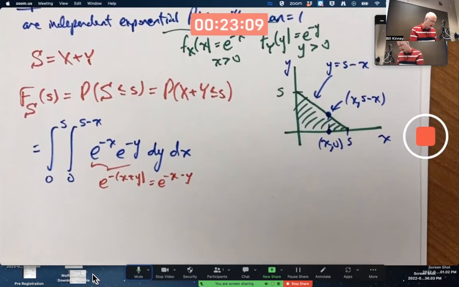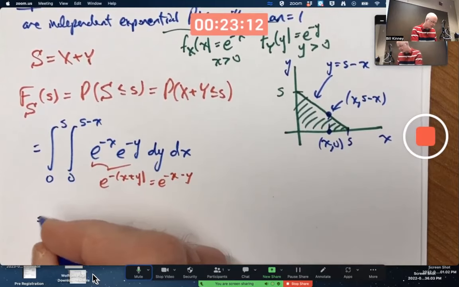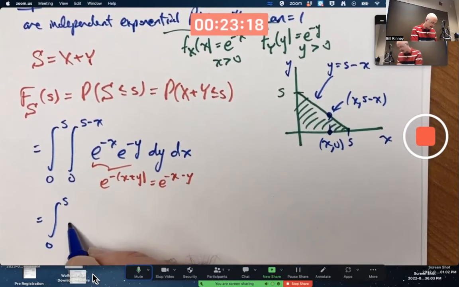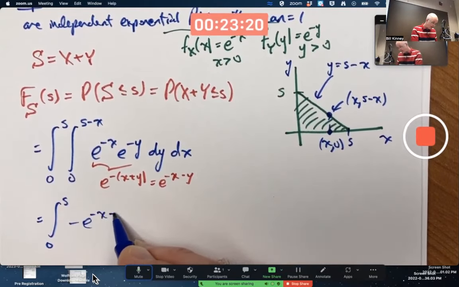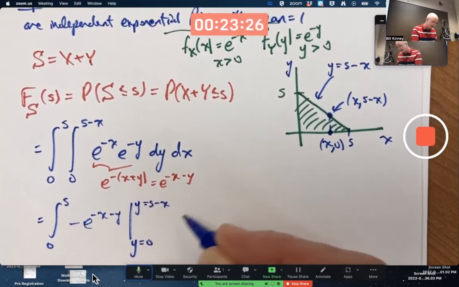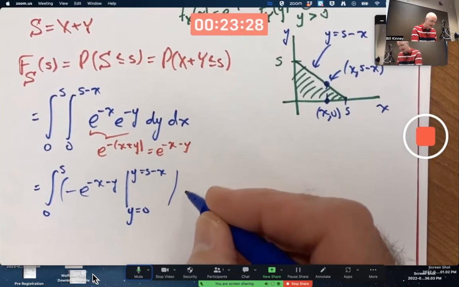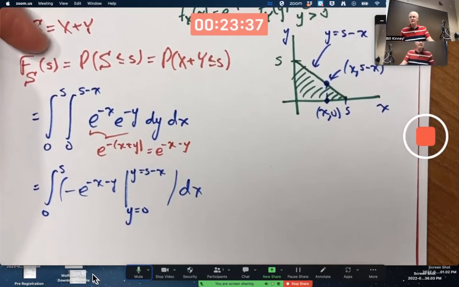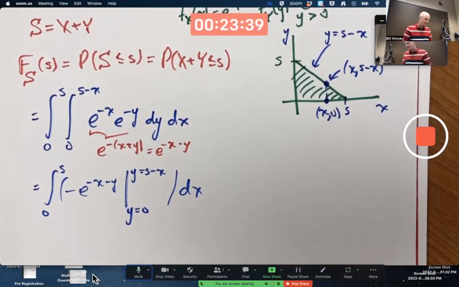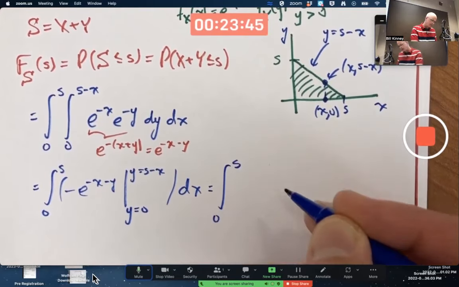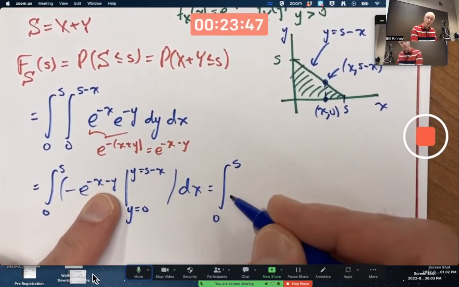So integrate with respect to y first, treat the x like a constant. The antiderivative of this, you'll get an extra factor of -1 in front. y goes from 0 to s minus x. And then that thing will ultimately depend on x and be integrated with respect to x. Remember, s is thought of as a constant. When you do the integral in the end, s will be a variable, but while you do the integral, think of s as a constant. So plug in the top number, s minus x, in place of y.